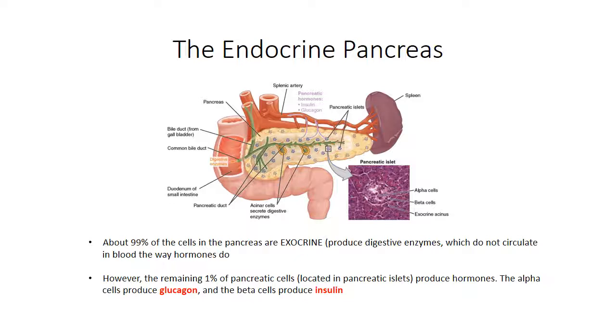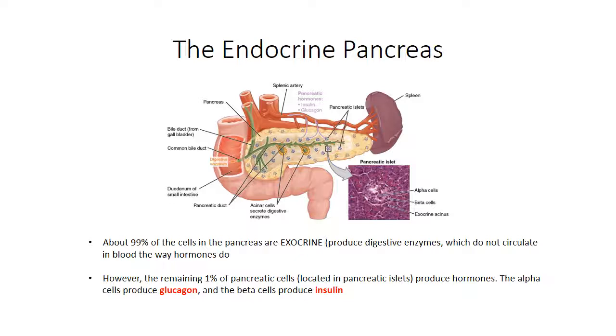And what is their function? The alpha cells produce a hormone, a true hormone, circulates in blood, called glucagon. And the beta cells produce, again, a true hormone that circulates in blood, called insulin. Both are very important, and I'll tell you in advance, we will see this in the next slides, these two hormones are the hormones that regulate your blood sugar, and you need to know how.